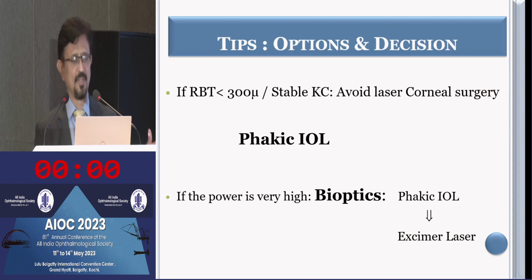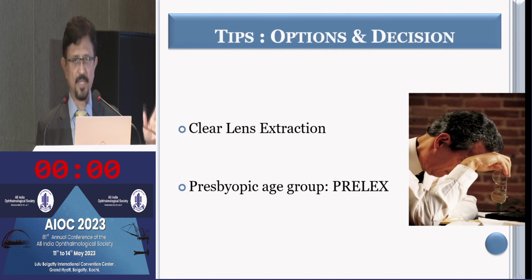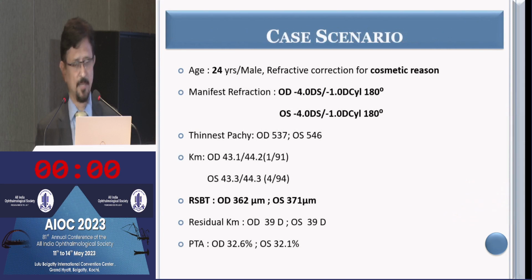And if the RBT is less than 300 microns, or if there is a large amount of refractive error, in such cases we can use phakic implants. If there's some residual refractive error left after phakic IOL, we can also do a surface ablation or a cornea-based procedure. And definitely, last but not the least, is the option of clear lens extraction, particularly in patients who are in the presbyopic age group.